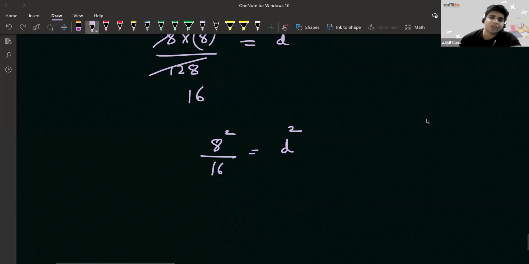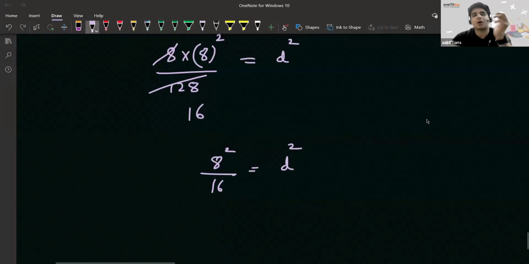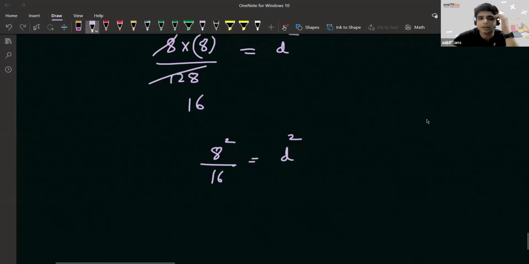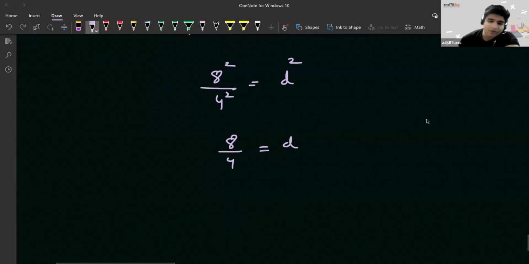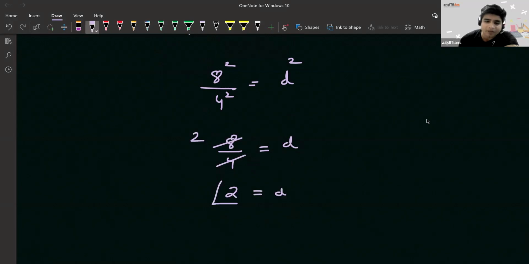I hope it is pretty much clear to you all. Please tell me yes or no, everyone. Any doubts till this point? Now, 16 can be written as square of 4. So 8 by 4 is equal to D, everyone. D is equal to 2. So common difference is nothing but 2, everyone. Any doubts till this point? Anyone got D as 2?